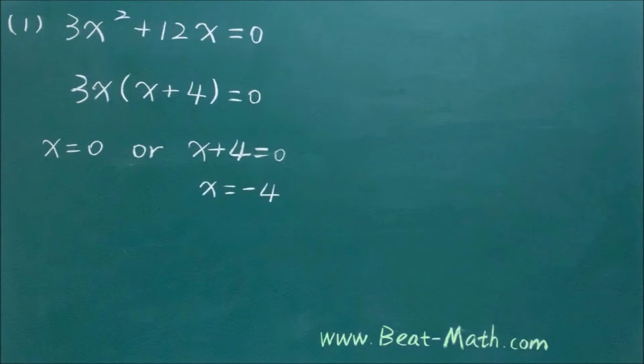We usually call the solutions of quadratic equations roots. Here, the roots are x equals 0 or x equals negative 4. By factoring out the common factor, the quadratic equation becomes the product of two simple linear equations. In this way, the quadratic equation is simplified and it is easier to find the solution. It's cool, right? Let's look at the second example.